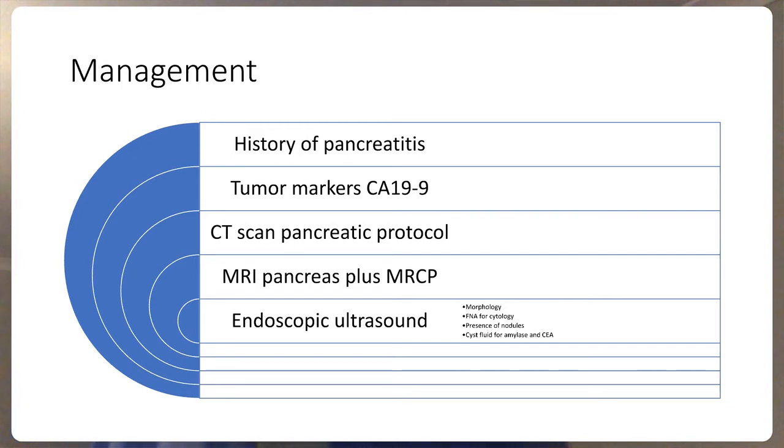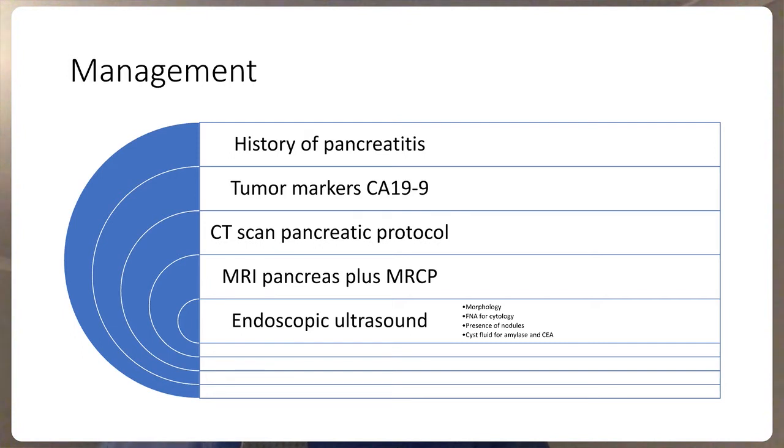Very often, once we see one of those cysts, we will request an MRI of the pancreas plus MRCP. The benefit of the MRCP is that it will add a lot of details about the main pancreatic duct. So we will be able to study the main pancreatic duct in better detail than with the CT scan, and that's why we request the MRCP. It also may detect nodules more accurately than the CT scan. So we do MRI of the pancreas plus MRCP, and we review the images.